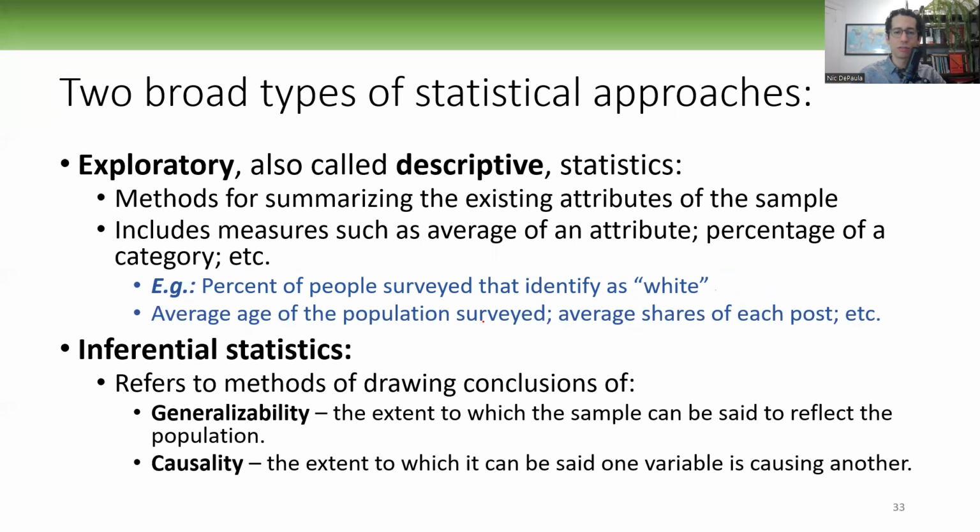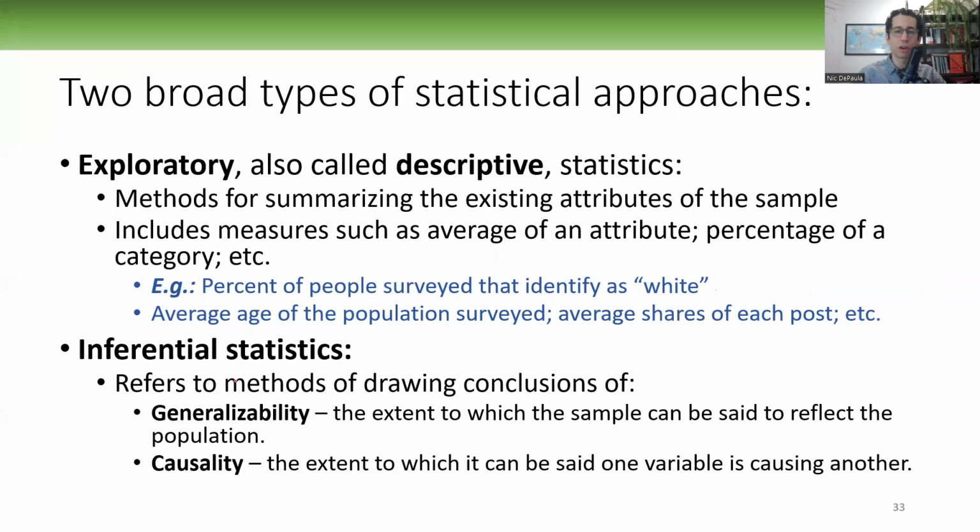Average age of the population surveyed, the average shares of each post. These are the basic exploratory or descriptive measurements. They are statistical calculations. The average, the mean, is a formula, a calculation, but by itself it does not enable us to make further inferences about the information we're observing.